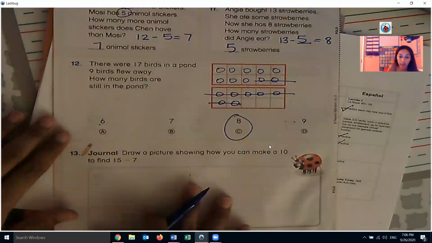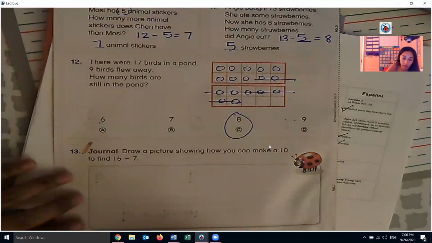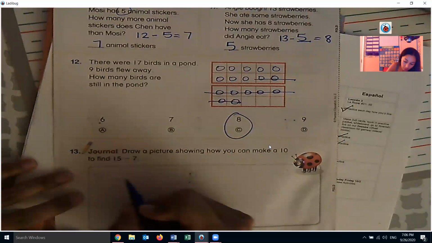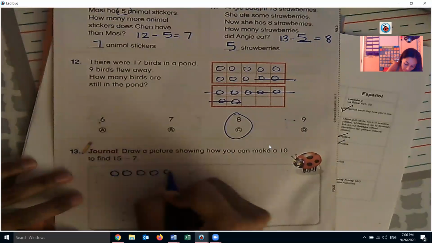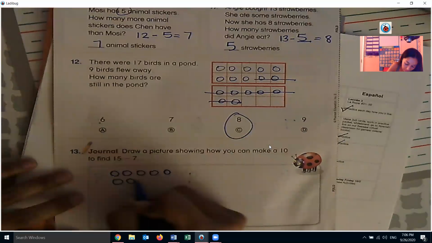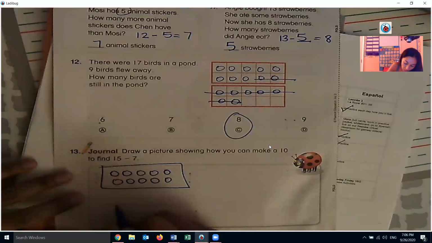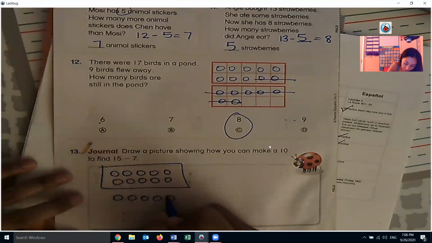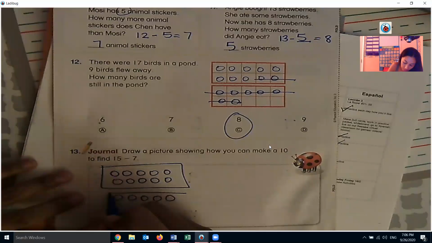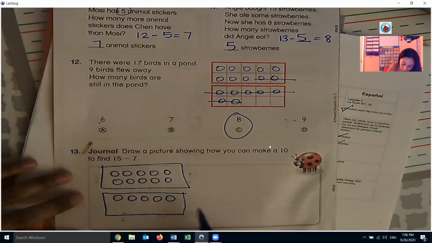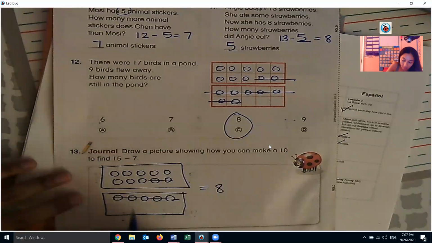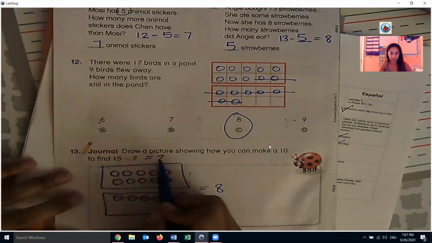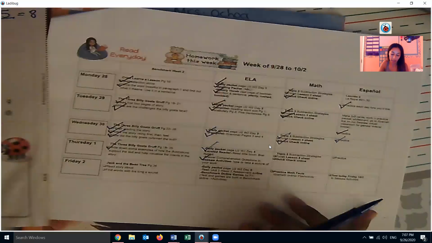Draw a picture showing how you can make a 10 to find 15 minus 7. So I'll just show a 10 frame here. I'm going to go 1, 2, 3, 4, 5, 6, 7, 8, 9, 10, 11, 12, 13, 14, 15. And I'm going to cross off 7. So I'm going to cross off these 5, 2 from here, which gives me 8 left over, being our answer. So that is our math lesson.